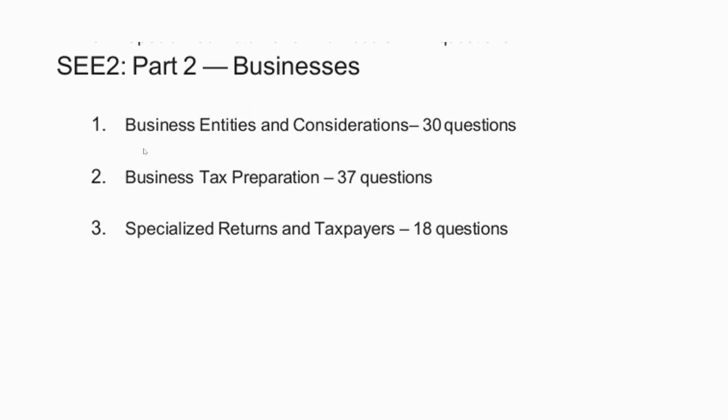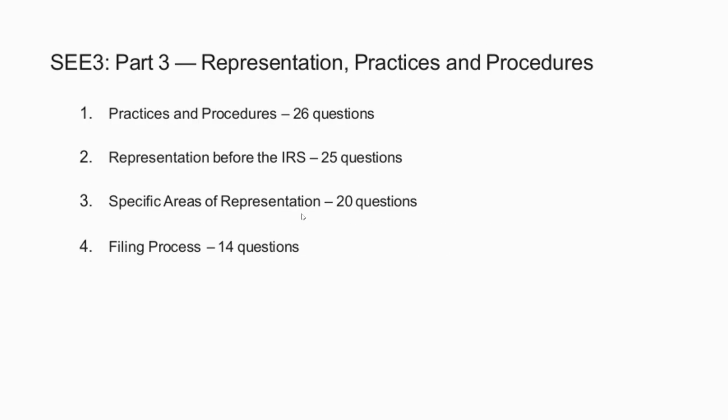For part 2, it is divided into business entities and considerations 30 questions, business tax preparation 37 questions, and specialized returns and taxpayers 18 questions. Part 3 is divided into four: practices and procedures 26 questions, representation before the IRS 25 questions, specific areas of representation 20 questions, and filing process 14 questions.